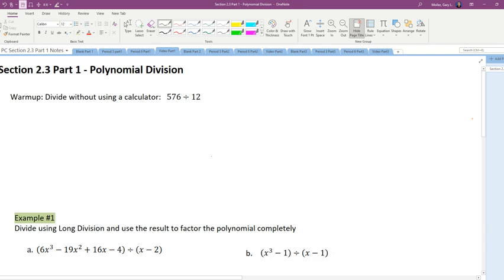All right, so 576 divided by 12. 576 is known as the dividend. Easy to remember that because it's inside the division symbol. So 576 divided by 12. 12 is the divisor.